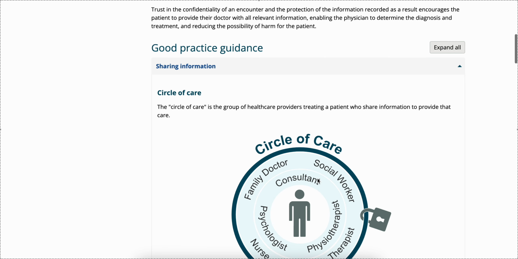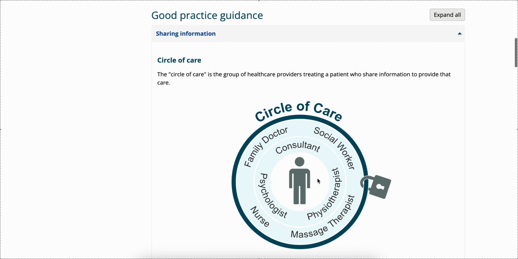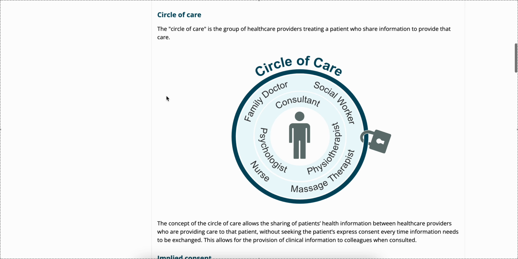We do share information, and it's a very common practice. It's good to do it, because if we don't, all the multidisciplinary team and all the allied health teams cannot work together. That is what we call the circle of care. But there is a boundary of the circle of care that is always locked. It is the group of healthcare providers treating a patient who share information to provide that care.